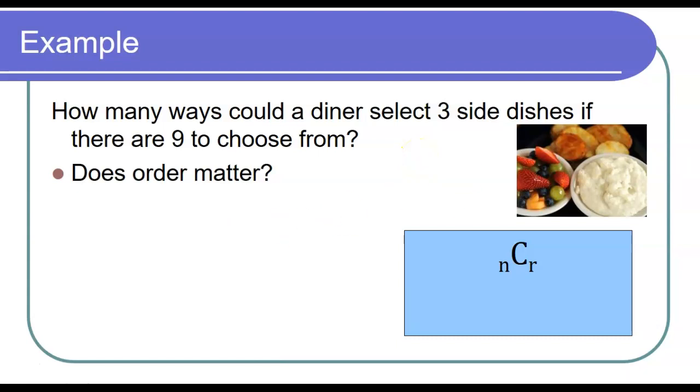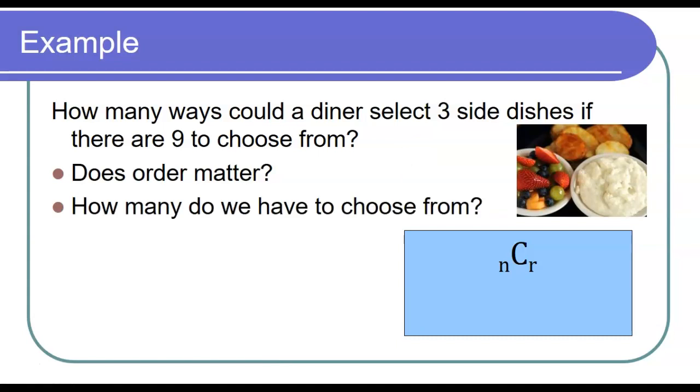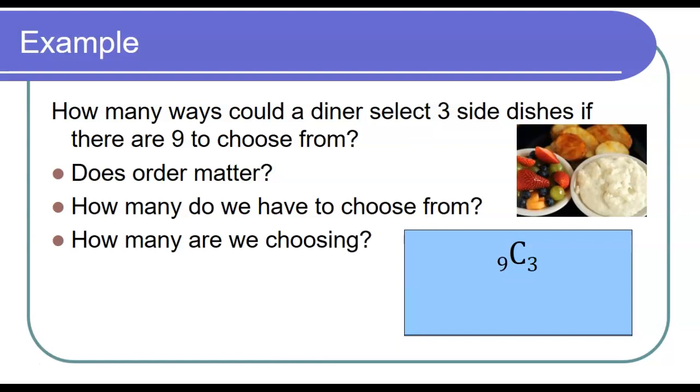What number are we using for the n? How many do we have to choose from? Well, 9. And what's the r? How many out of those 9 are we actually going to select? 3. So it's 9C3.